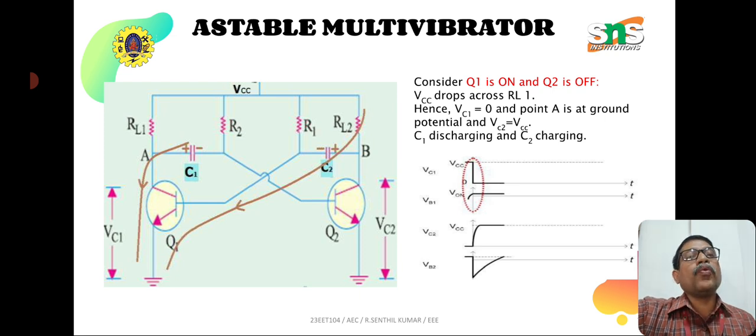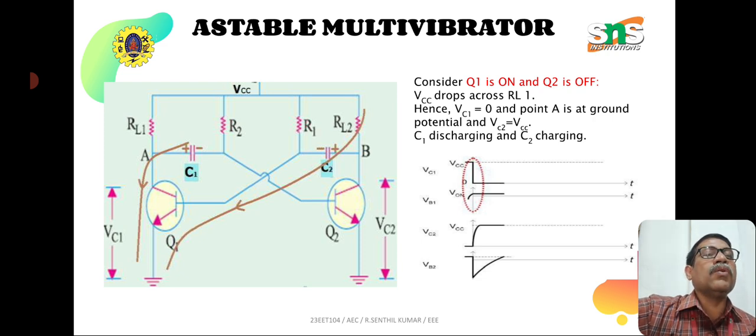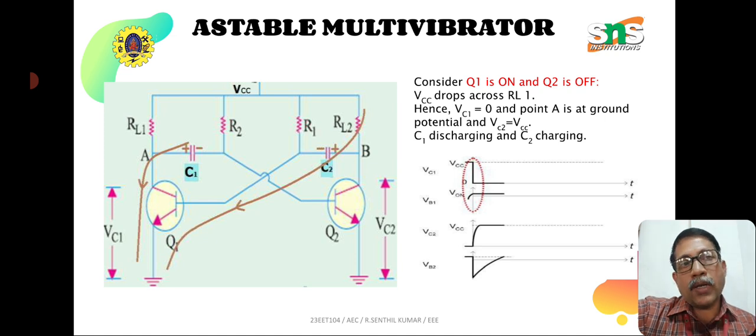Now see the output of capacitor 1 and capacitor 2. Let me assume VCC is 5 volt. The capacitor voltage VC2 is in charging condition, whereas VC1 is in discharge condition. It is circled here in red color. VC1 is in discharging nature.